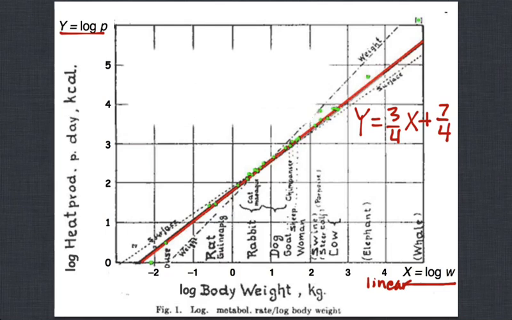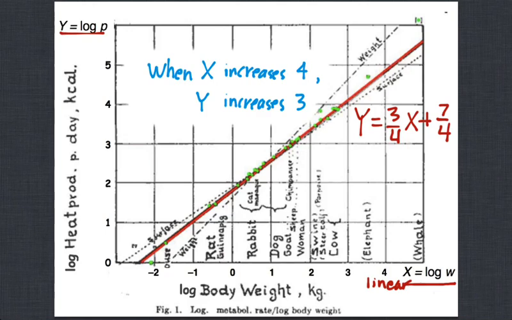And all we would have to say is that for every increase in the horizontal direction, so in the horizontal direction is body weight, so when x increases by 4, y increases by 3. Except now, we want to make a statement about weight and calories instead of x and y, which are our transformed variables, so we'll just go back. Instead of x, we'll write the log of w, and instead of y, we'll write the log of p.